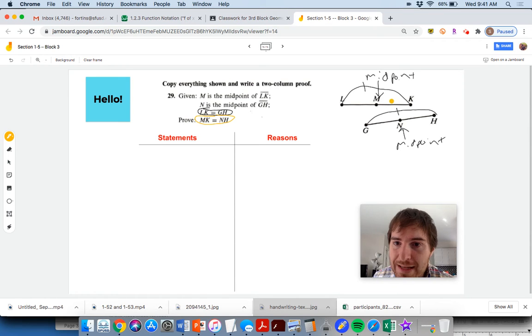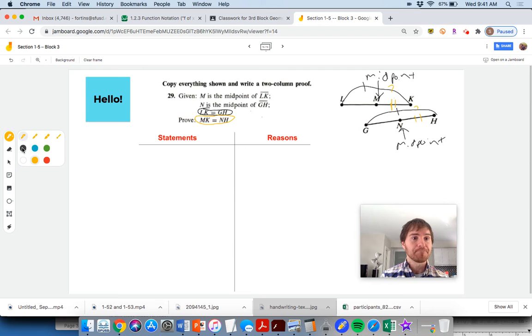So what I need to show is, well, this part of the whole LK, this here, is it congruent? Oops, two tick marks there. Is it congruent to this part NH of the whole? So are these two parts congruent to one another? We know that the whole segments are congruent, the larger segments are congruent. We know we have midpoints of both of them that are creating MK and NH. So can we deduce that MK has to be equal to NH?